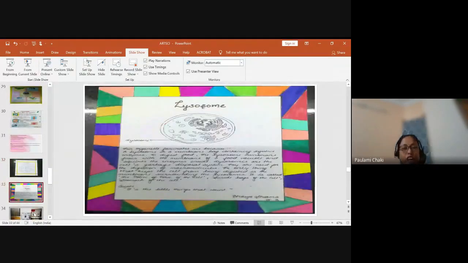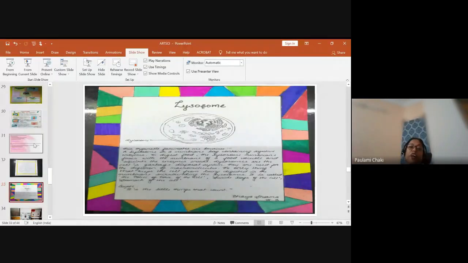See, this is one of the art forms. It recently came to me, and see how nicely it has been represented. The quote has been written, but the child didn't use much calligraphy. But see the neatness, see the way the thing has evolved. And what is the quote? It is written, "It is the little things that count." About lysosomes, the child has written.